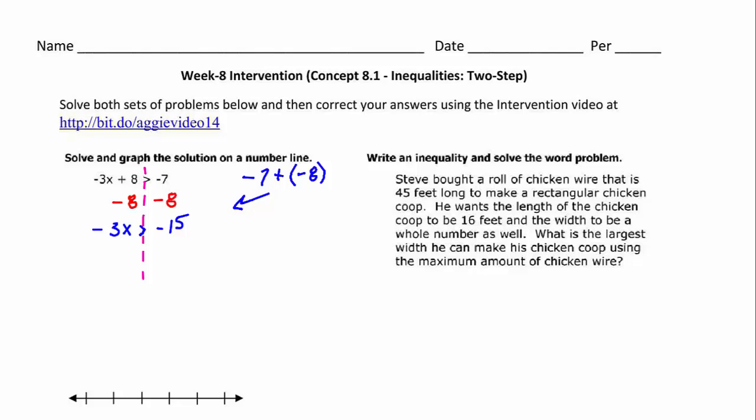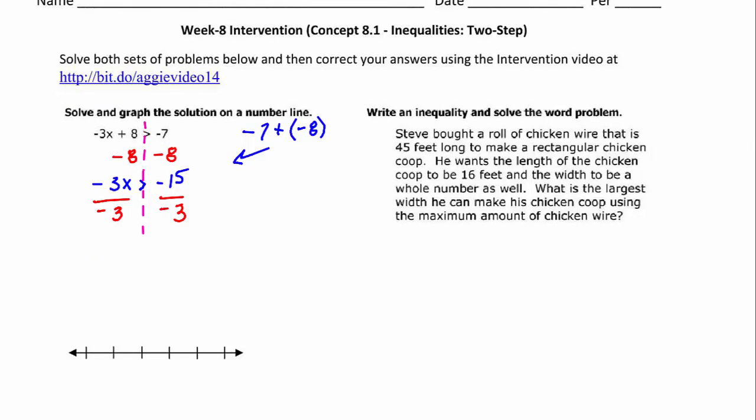All right, very last step is we're going to divide by the constant term. That's the negative 3. So we're going to divide both sides by that negative 3. Let me scroll my page just a little bit here. And when we do that, we end up with x less than 5. Now remember, it's less than 5 because whenever you divide or multiply by a negative, the sign changes direction.